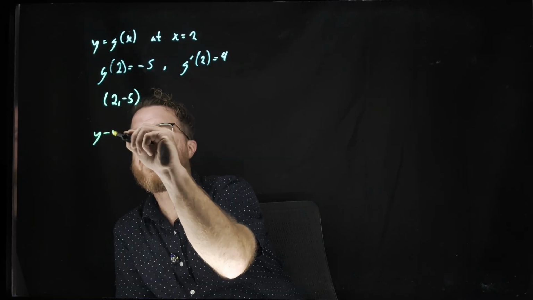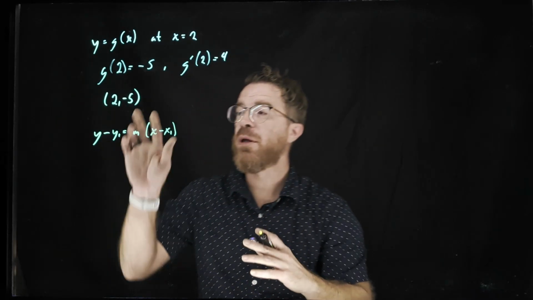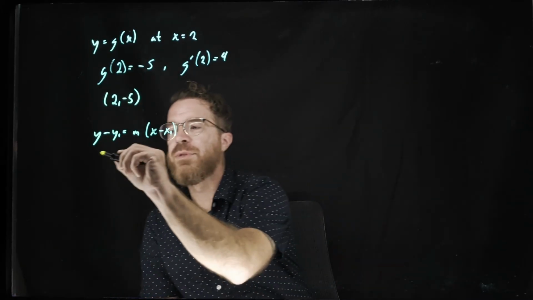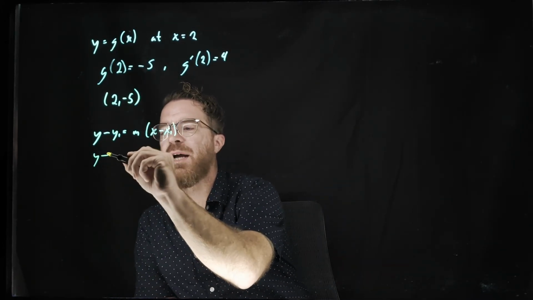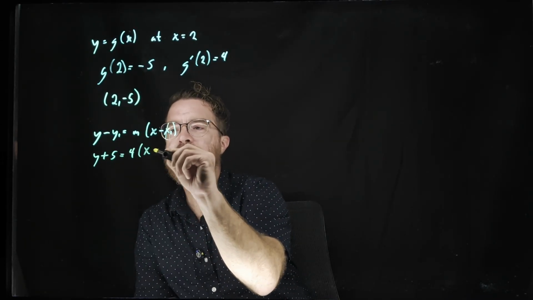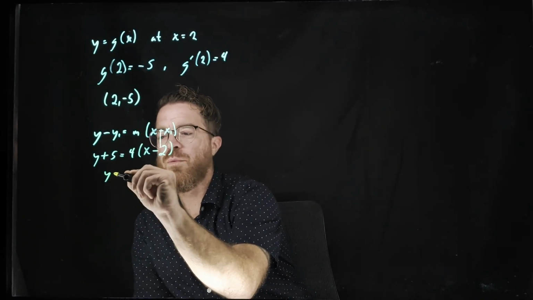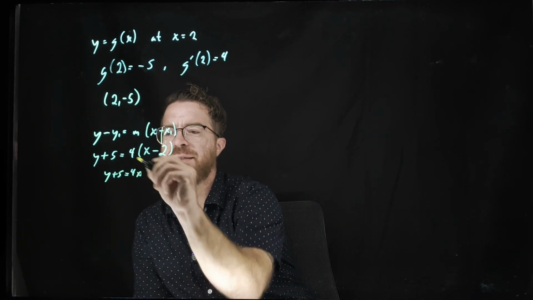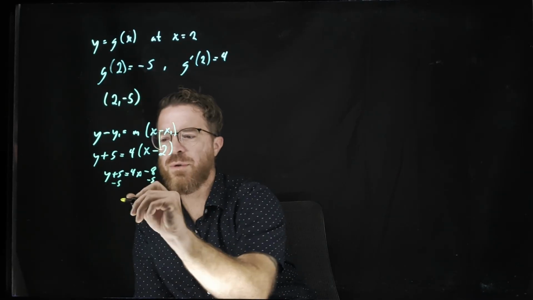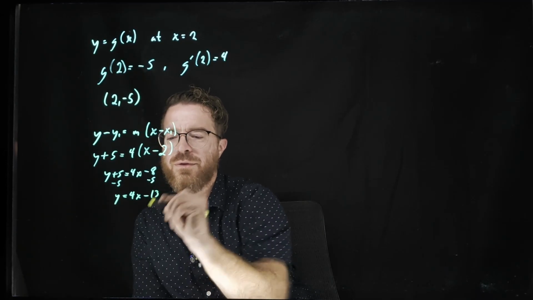So we can plug this directly in and solve for our tangent line. We have y minus y1 equals m times x minus x1, and then we just plug in our x and y values and our slope, and then we can solve for our line. So this is going to be y minus negative 5, so y plus 5, equals m, which is 4, times x minus x1, where x1 is 2. I'm going to distribute this 4, so we get y plus 5 equals 4x minus 8. I'm going to subtract 5 from both sides, so this gives me y equals 4x minus 13.